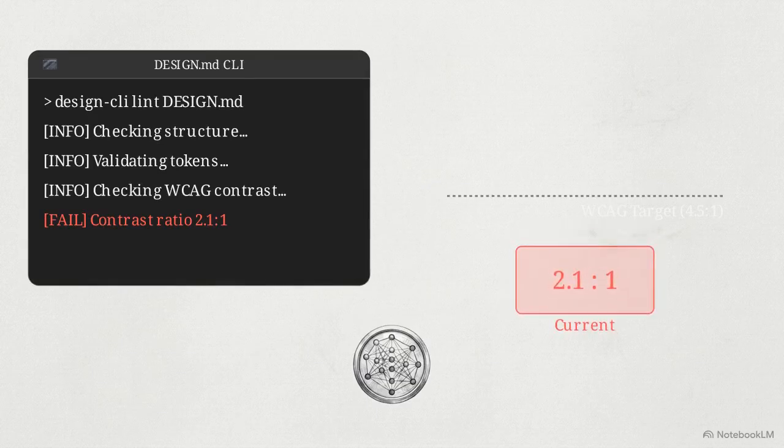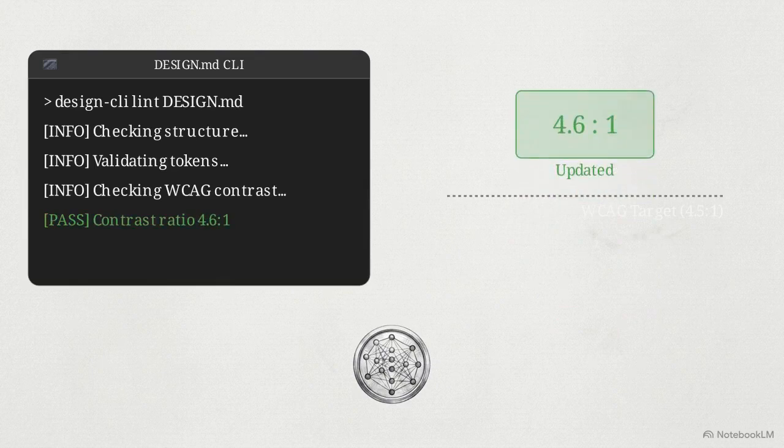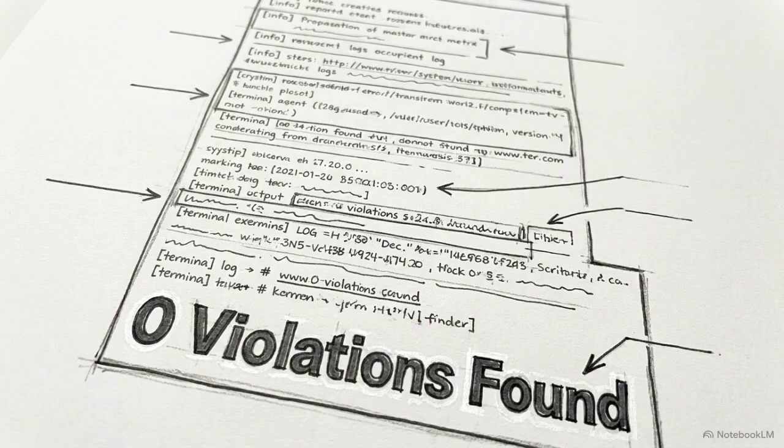The chosen combination results in a 2.1 to 1 ratio, too low for readable text. The agent receives this feedback, corrects the pair, and passes validation. The agent now validates its own visual output against the spec's rules, without requiring human oversight.